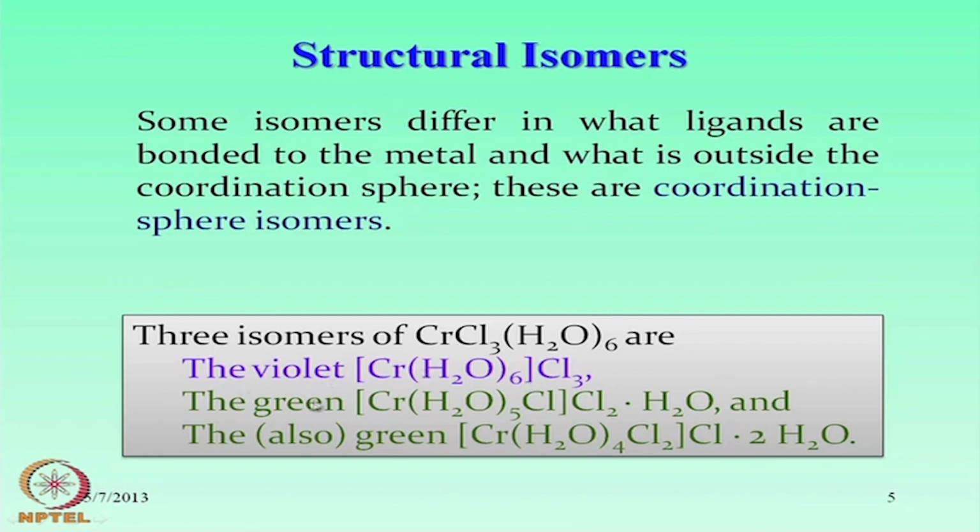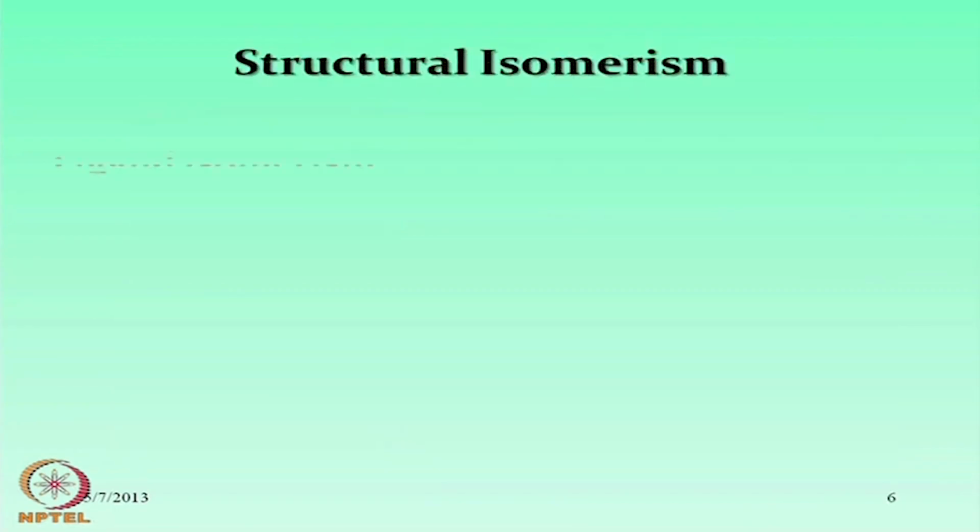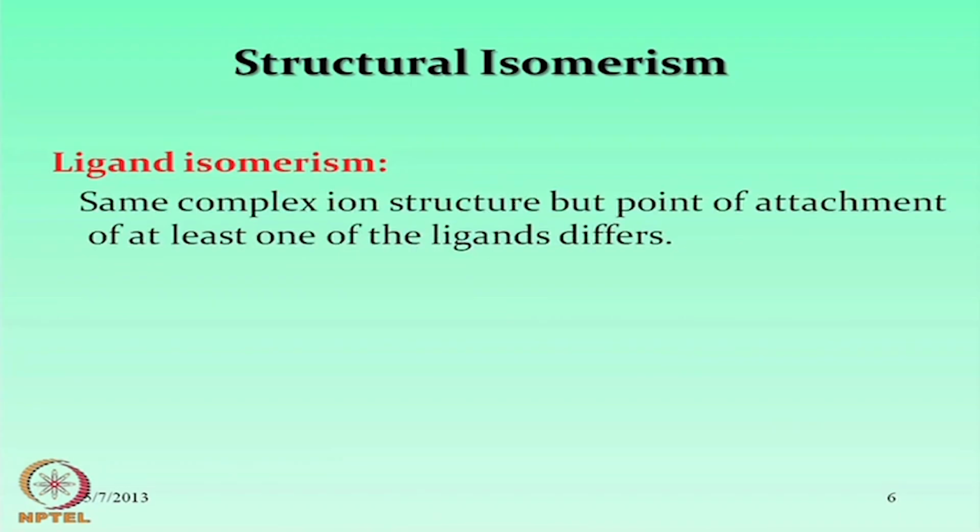So one is violet in color, another is green in color, and the third is also green in color, and we can have the three different isomers. The next case we can see is ligand isomerism. The same complex has the same structure, but the point of attachment of at least one of the ligands is different. If it differs in connectivity, like our nitrate and nitrite binding, we get the corresponding ligand isomerism due to the different binding.